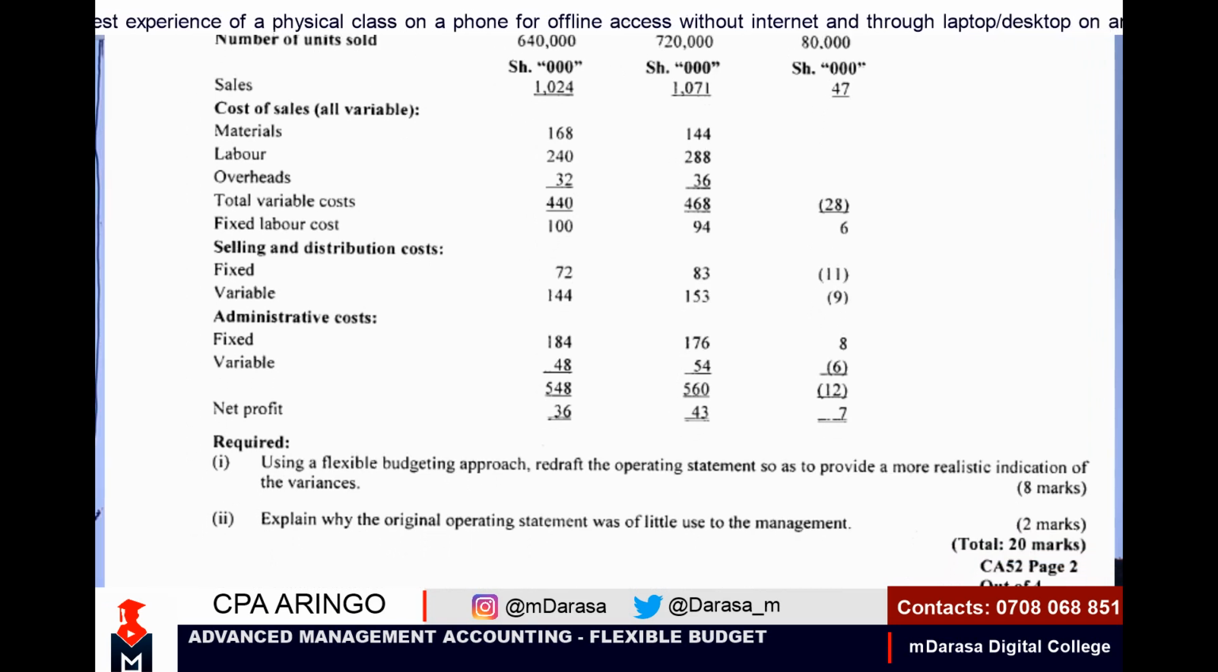Going down to the question, we are told: required, using a flexible budgeting approach, redraft the operating statement so as to provide a more realistic indication of the variances. Very key element. Number 2, we were told to explain why the original operating statement was of little use to the management.